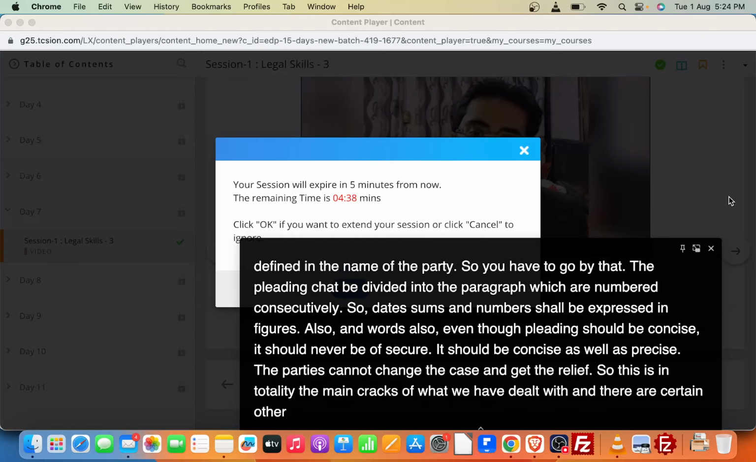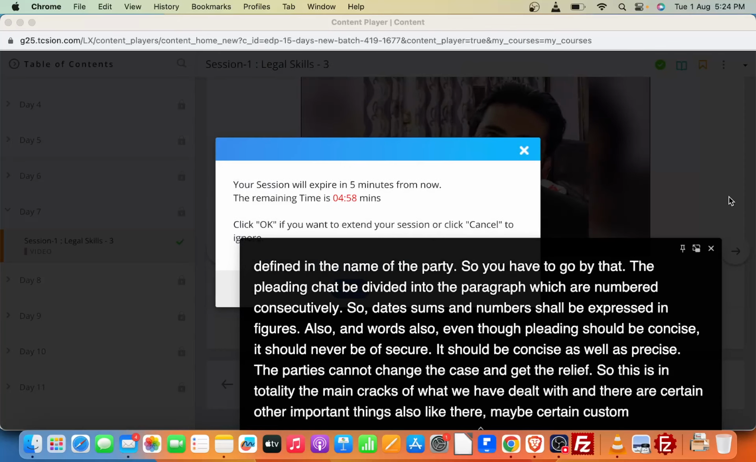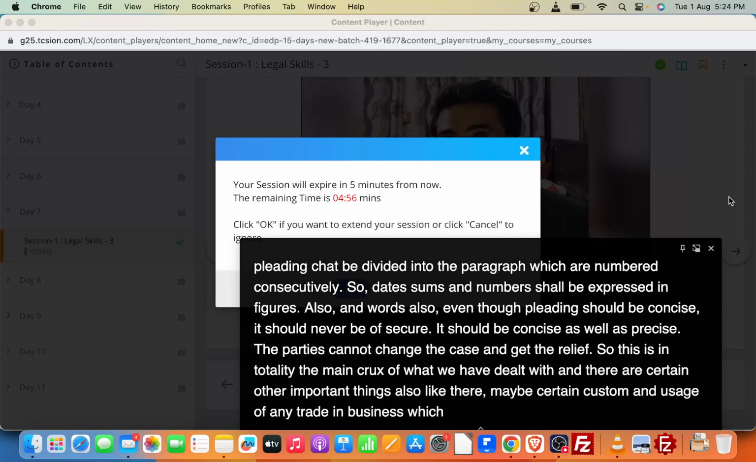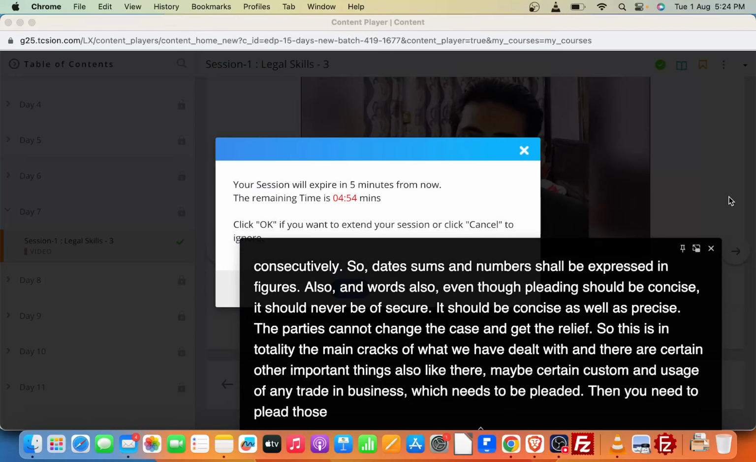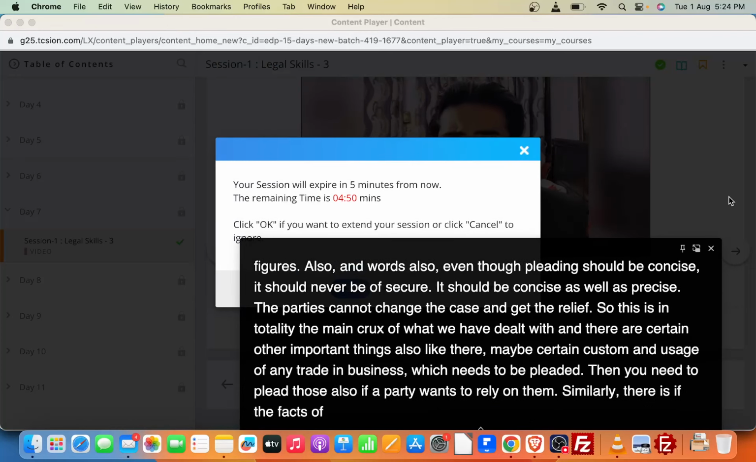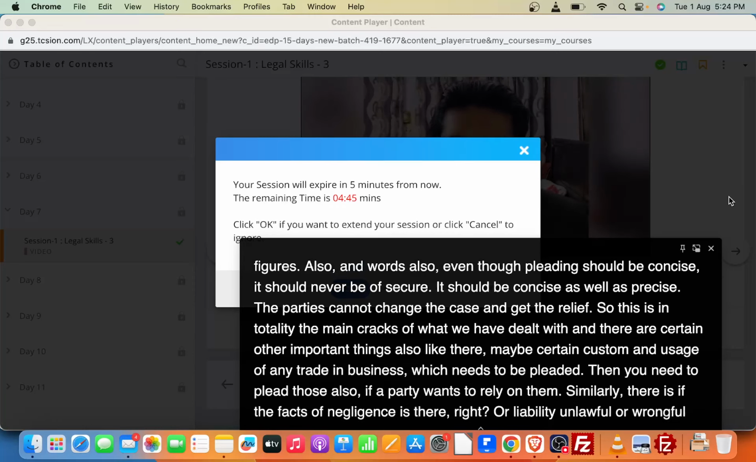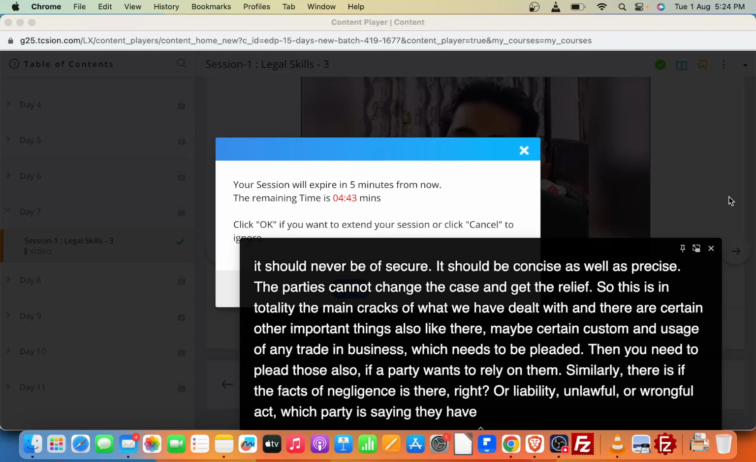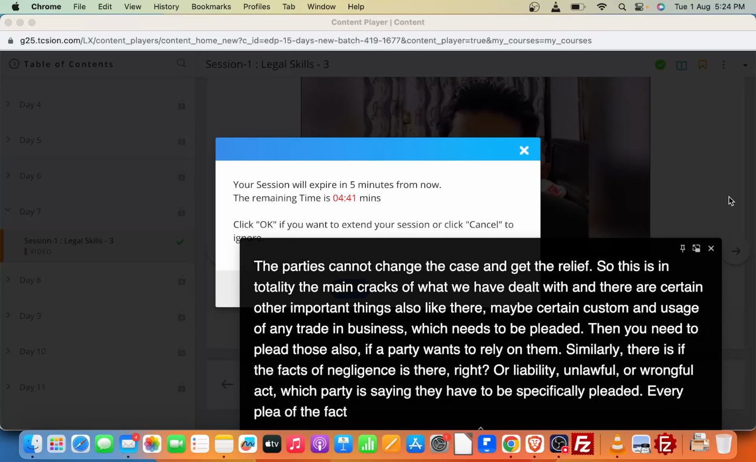And there are certain other important things also, like there may be certain customs and usages of any trade and business which need to be pleaded. Then you need to plead those also if a party wants to rely on them. Similarly, if facts of negligence, right or liability, or an unlawful or wrongful act are being alleged, they have to be specifically pleaded. Every plea of fact should be specifically raised and then it needs to be specifically proved.